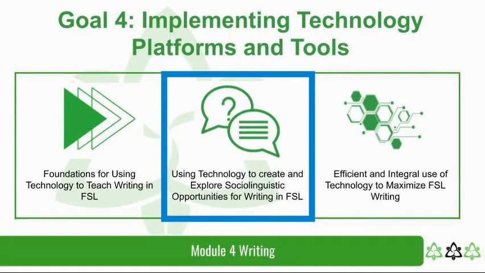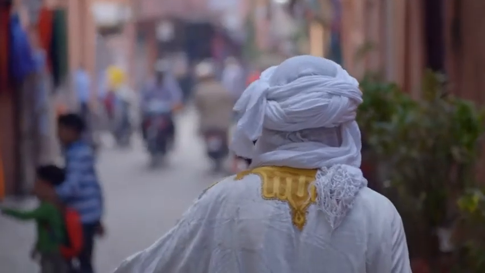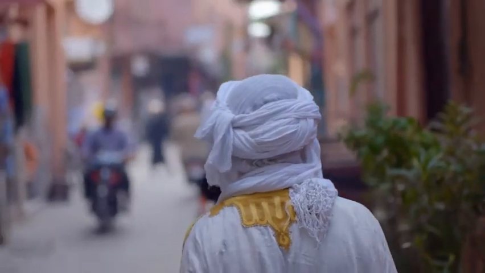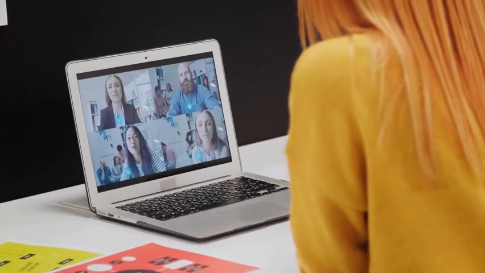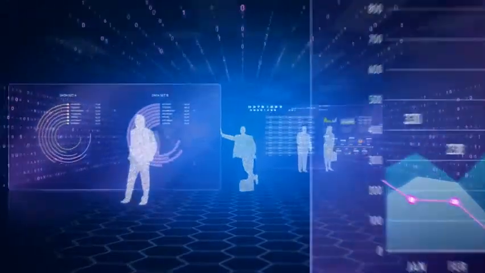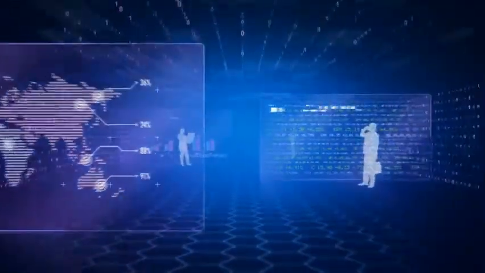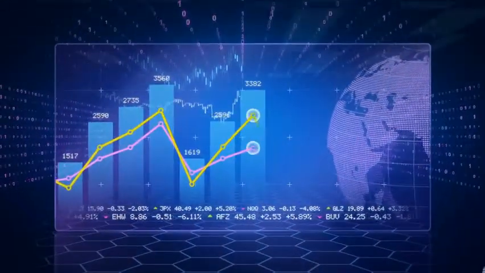Using technology to create and explore sociolinguistic opportunities for writing in FSL. Technology provides access to many different Francophone cultures and texts, many of which may not have been previously accessible. These newer resources provide educators with current and relevant materials that will expose learners to different dialects, linguistic properties, and cultures. Discussions and explorations of a myriad of resources from various parts of the world are integral in the creation of authentic sociolinguistic opportunities in FSL.